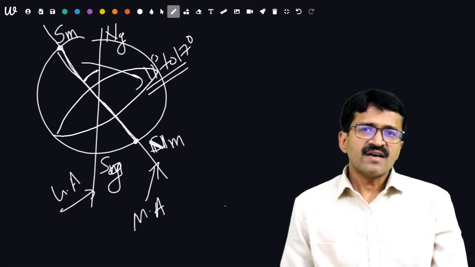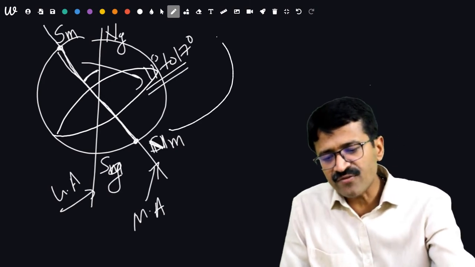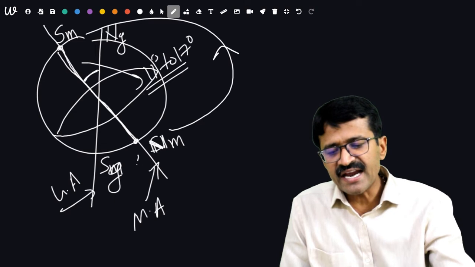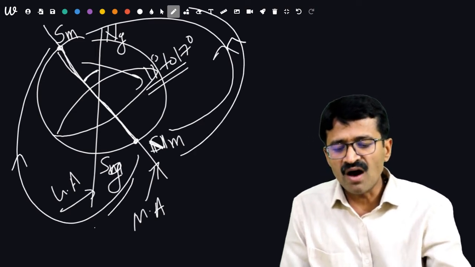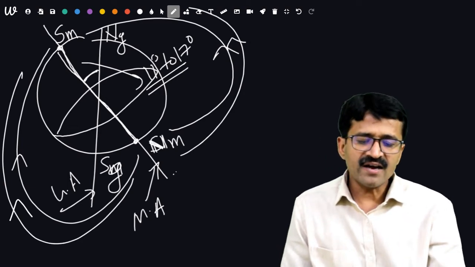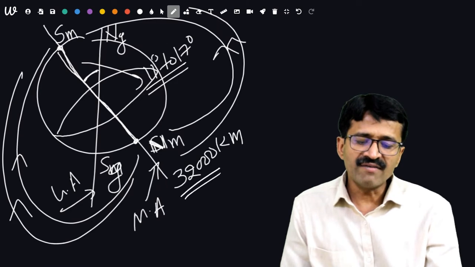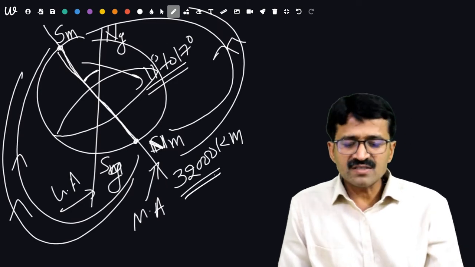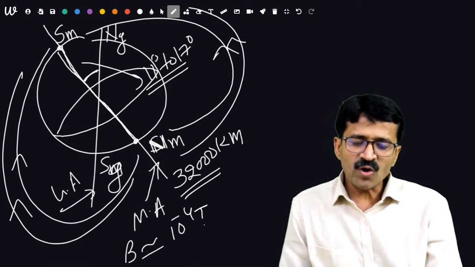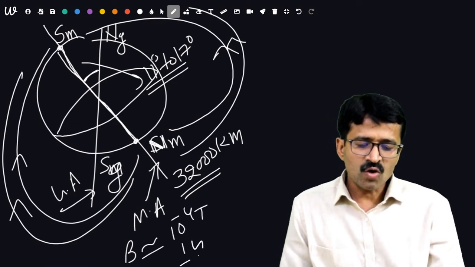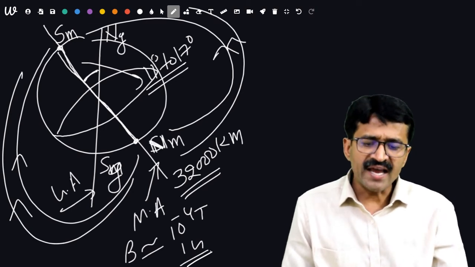It has particular magnetic field lines which are starting from north magnetic and ending at south magnetic. These escape for large distances, up to 32,000 kilometers. Earth's average magnetic field is approximately 10 to the power minus 4 Tesla or 1 Gauss. It is very small. It is not too much high.